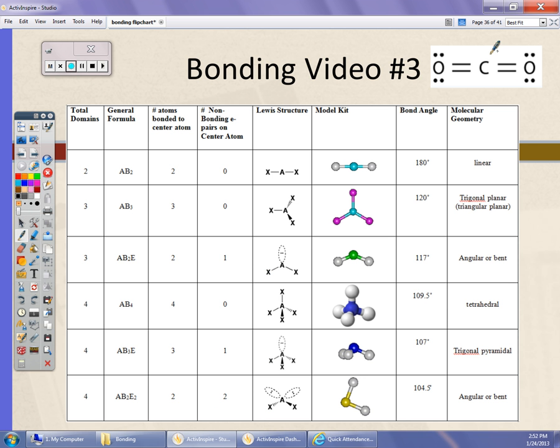Carbon dioxide up here has 2 atoms bonded to it. So 2 atoms bonded. Taking a look at your sheet, number of atoms bonded, we have 2 here, 2 here, and 2 here. So we need to go to the next step. How many non-bonding electron pairs do we have on the center? So take a look at the center. The center is carbon. There are no pairs here or here. So there's 0 non-bonded electrons.